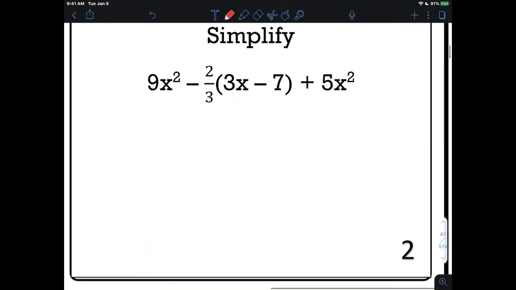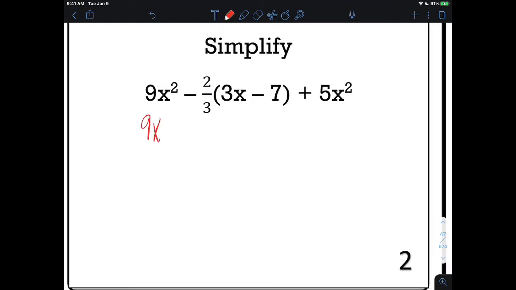All right, again, simplify. So 9x squared. And here, I have to distribute this in. I really don't have a choice. I can't multiply this to get rid of it because I don't have an equal sign. Okay? So that's going to be negative 2 times 3 divided by 3. So the 3's would cancel. Negative 2x. Okay? Plus, because negative times negative is positive. 2 times 7, 14 over 3. And then 5x squared. All right, these are some ugly numbers, but that's okay.